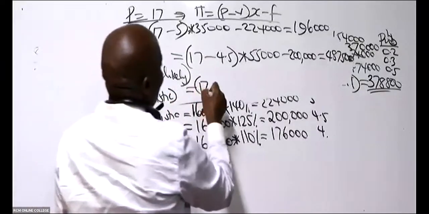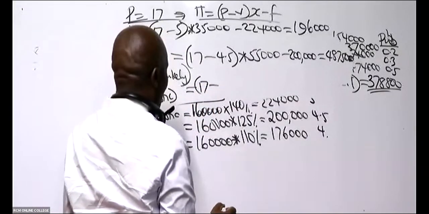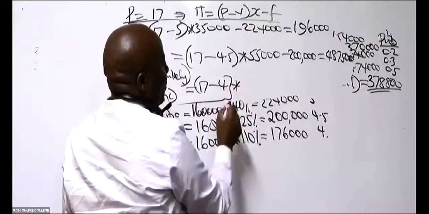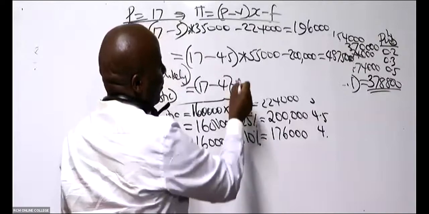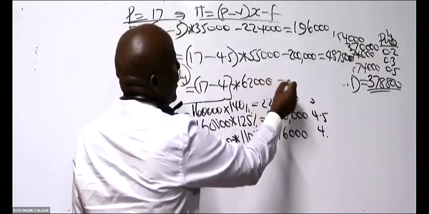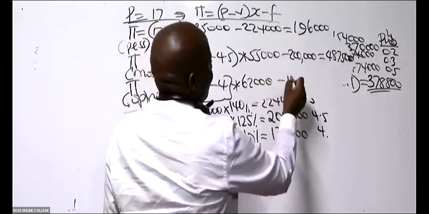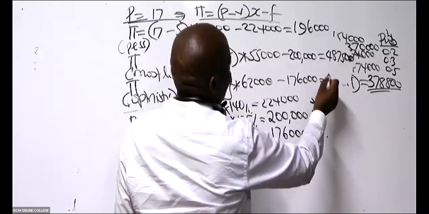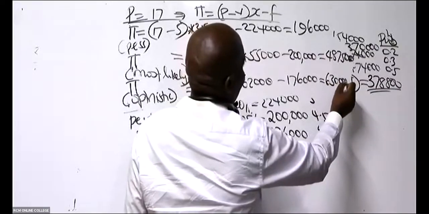Then we have here profit optimistic. So in this case here, the price is 17. Variable cost 4. Optimistic demand, 62,000. Optimistic fixed cost. So which will give you what figure? 630,000.